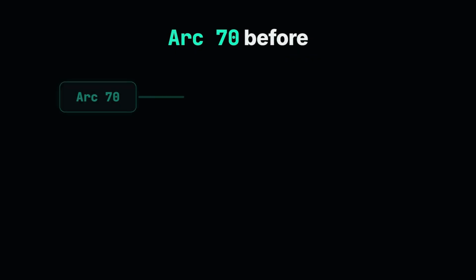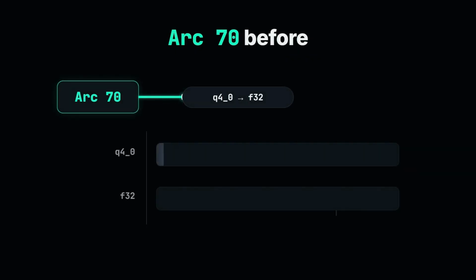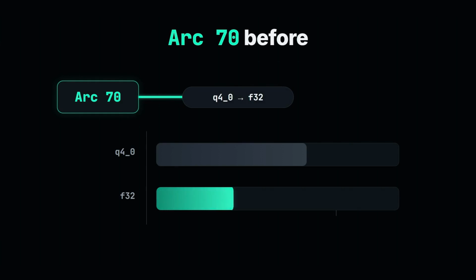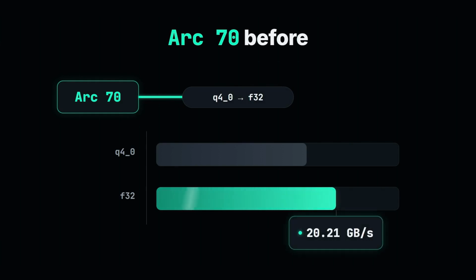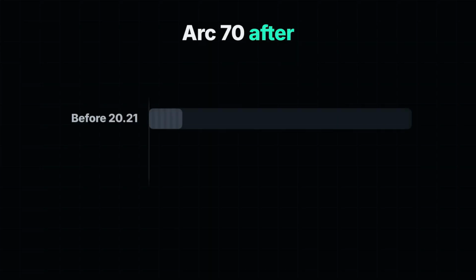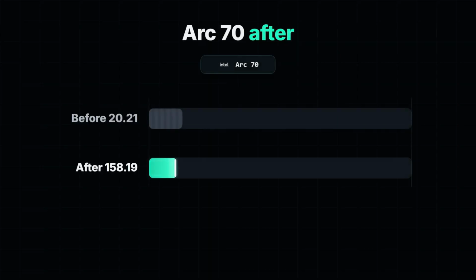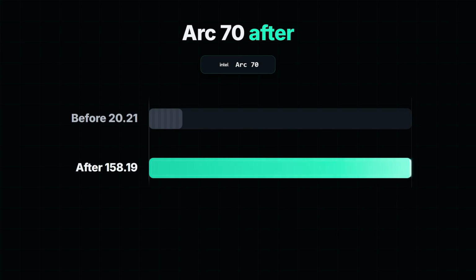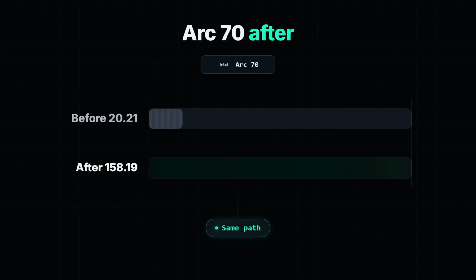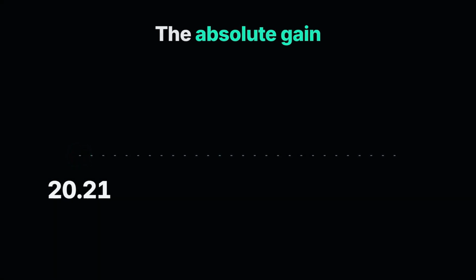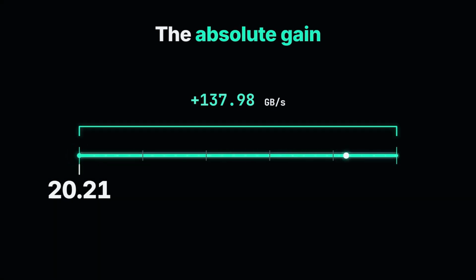Before the fix, arc70 copied this Q40 to F32 path at 20.21 gigabytes per second. That is the slower baseline. After the fix, the same arc70 conversion reached 158.19 gigabytes per second. That is the faster post-fix result. The result is much more copy throughput on this path. It does not mean the model produces tokens faster.